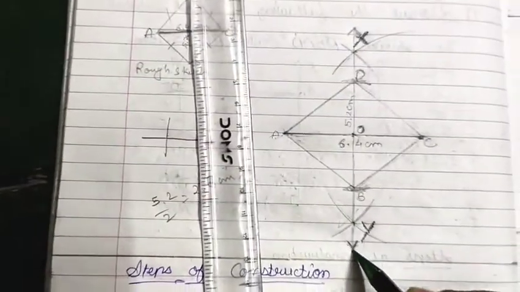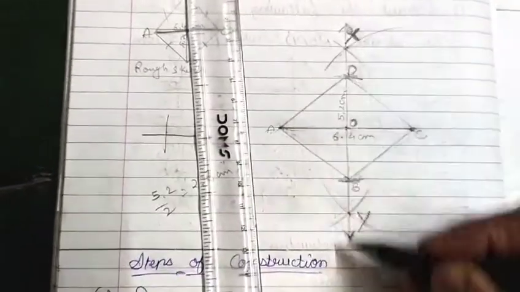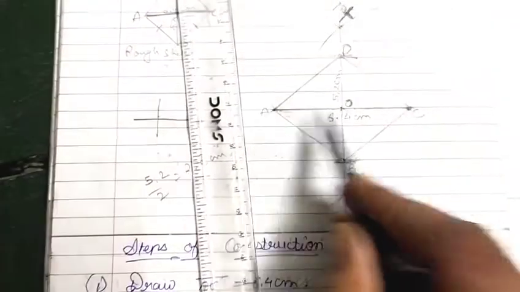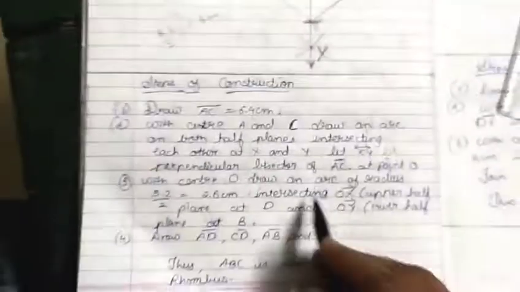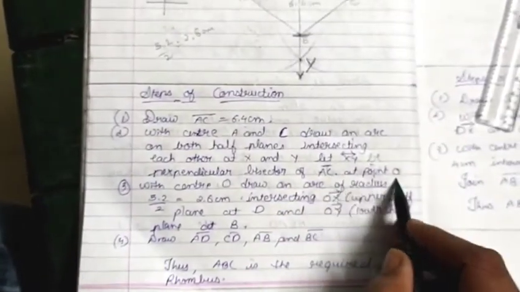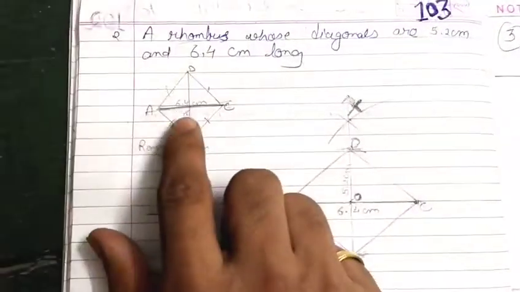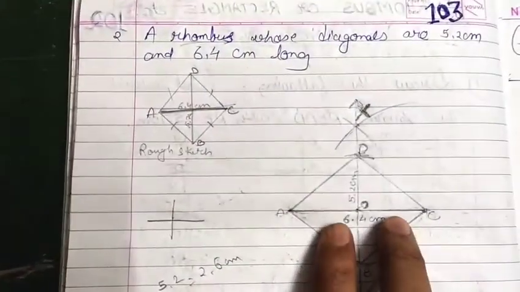This is a line. Let this line XY be perpendicular to AC at point O. See here it is written: perpendicular bisector of AC at point O. Then, dear student, after doing this, we have one diagonal already.